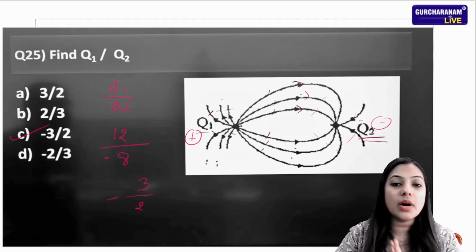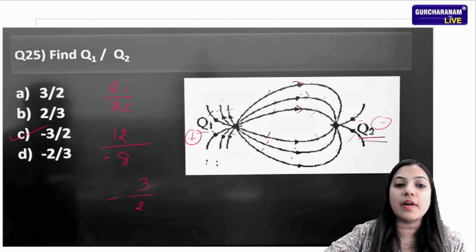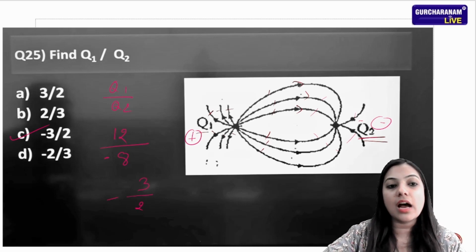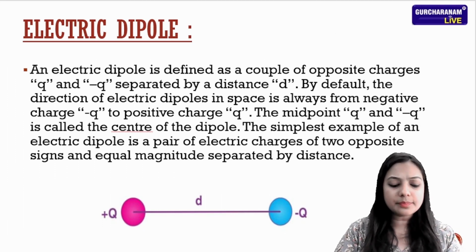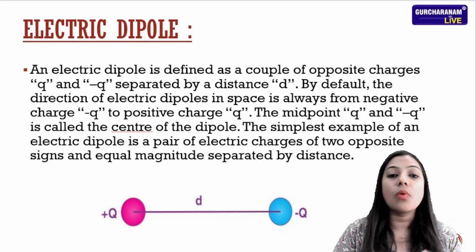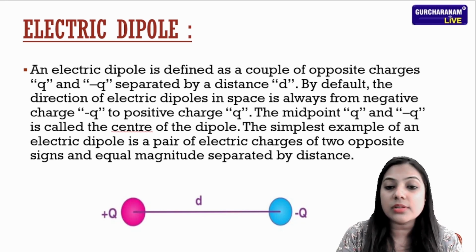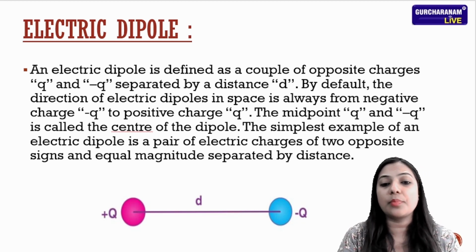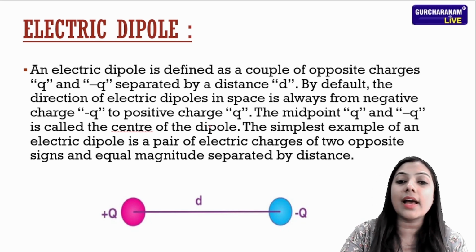I hope you understand. So this is how we can find the electric field lines. After that, our main important topic is electric dipole. What do you understand by electric dipole? You can see the diagram also. An electric dipole is defined as a couple of opposite charges q and minus q separated by a distance d.